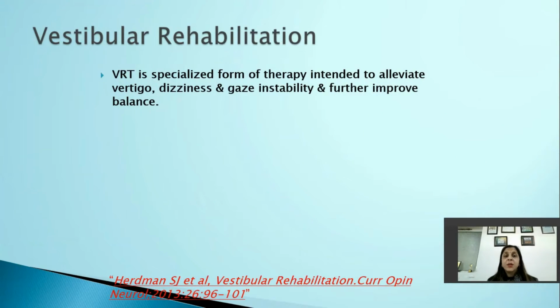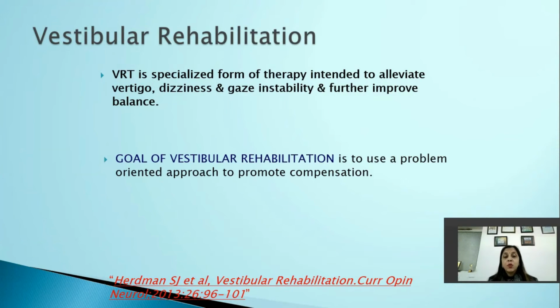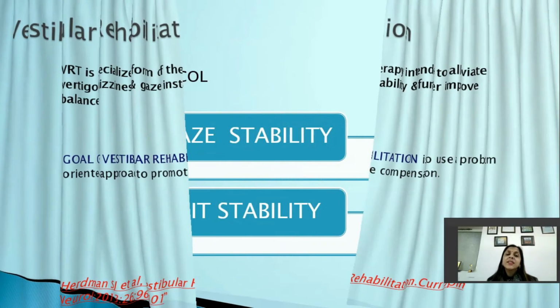Now, we come to what vestibular rehabilitation is. Vestibular rehabilitation, known as VRT, is a specialized form of therapy intended to alleviate vertigo, dizziness, gaze instability, or further to improve balance. So, what are the goals of vestibular rehabilitation therapy? It uses a problem-oriented approach to promote compensation. As I told earlier, VRT is based upon neuroplasticity, which helps to promote compensation through adaptation of the brain.